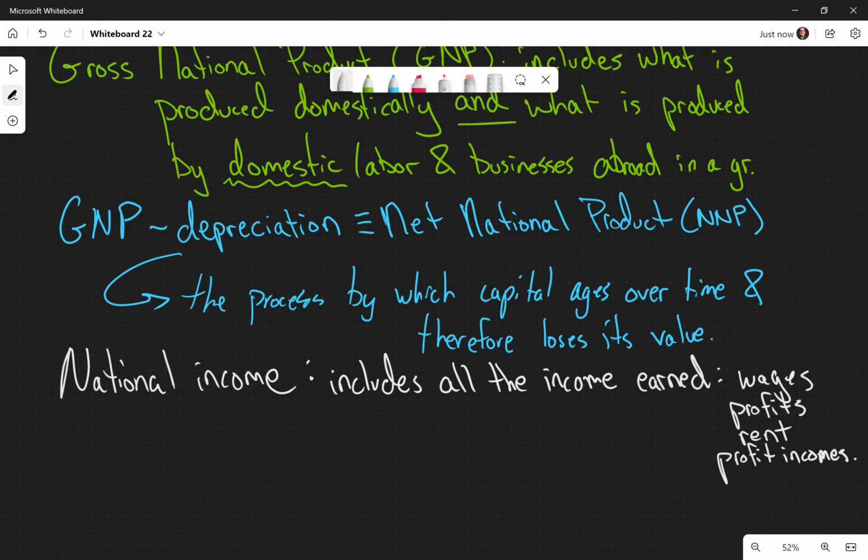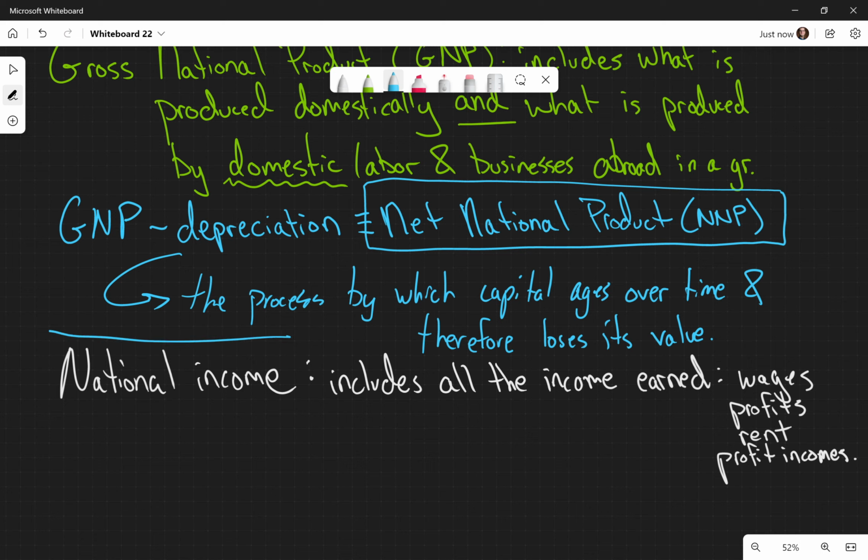Again, for the most part, you're just going to see gross domestic product and gross national product, but we do have these other ones that we can kind of drill into, right? The net national product and then the national income. So just be aware of those.